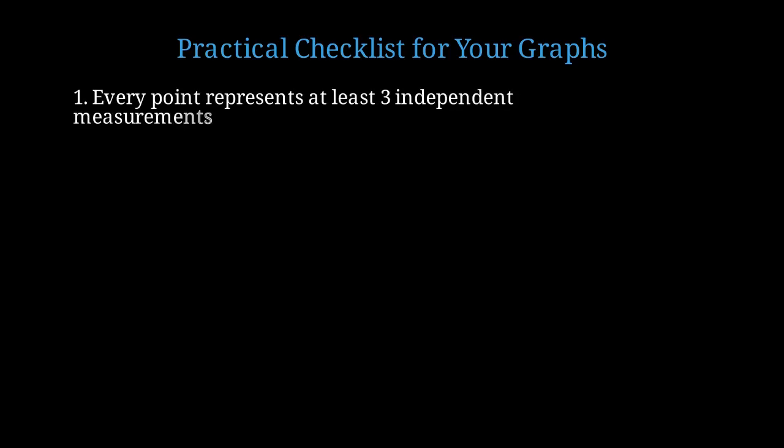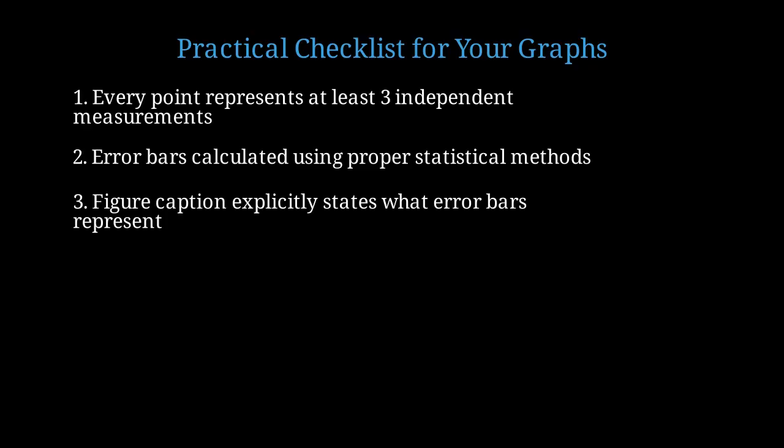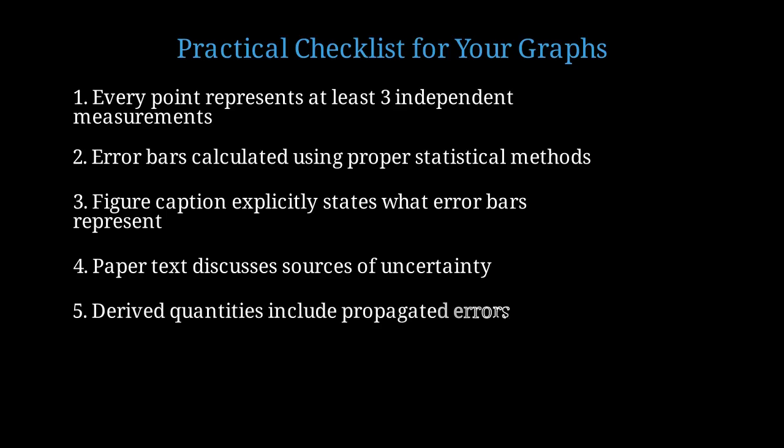Let me give you a practical checklist to use every time you make a graph with error bars. Check 1. Every data point represents at least 3 independent measurements, not a single trial. Check 2. Error bars calculated using proper statistical methods, either standard deviation or instrument resolution. Check 3. Figure caption explicitly states what the error bars represent and how they were calculated. Check 4. Paper text discusses the dominant sources of uncertainty and steps taken to minimize them. Check 5. All derived quantities include properly propagated errors using the appropriate formulas.